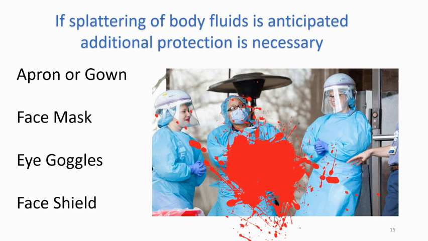In the event that a splattering of body fluids is anticipated or additional protection is necessary, contact your school nurse, your special ed nurse, or the special ed department if you are in need of additional PPE. PPE is items such as gowns, face masks, goggles, or face shields.